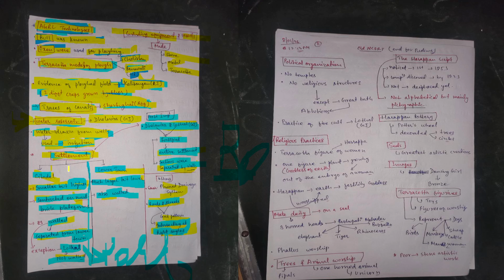Settlements used to be of two types. The Citadel was smaller but higher, whereas the Lower Town was much larger but lower in height. The Citadel was constructed on mud brick platforms and was also walled. However, there is an exception, Lothal, which was not walled. These two structures, Citadel and Lower Town, used to be separated from each other, and the Lower Town was also walled.